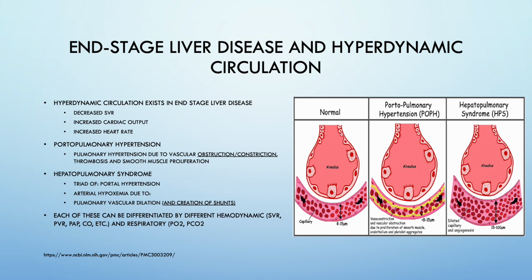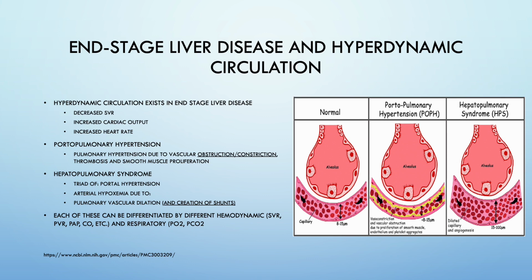Now there are two other phenomena that can result related to the lungs in end-stage liver disease. These are portopulmonary hypertension and hepatopulmonary syndrome. Now, portopulmonary hypertension is a pulmonary hypertension disease in liver disease. It is due to mediators that ultimately cause smooth muscle proliferation and hypertrophy of the pulmonary vasculature.